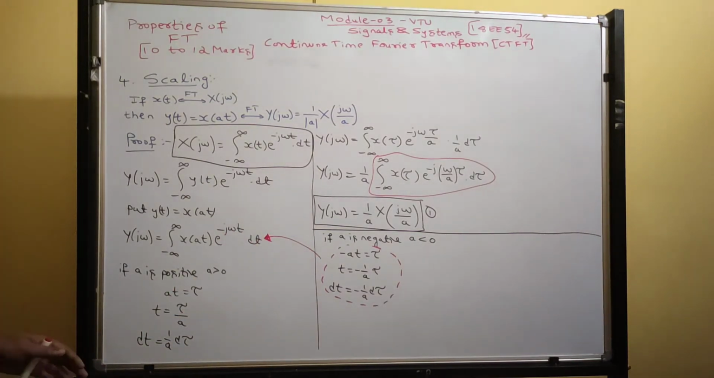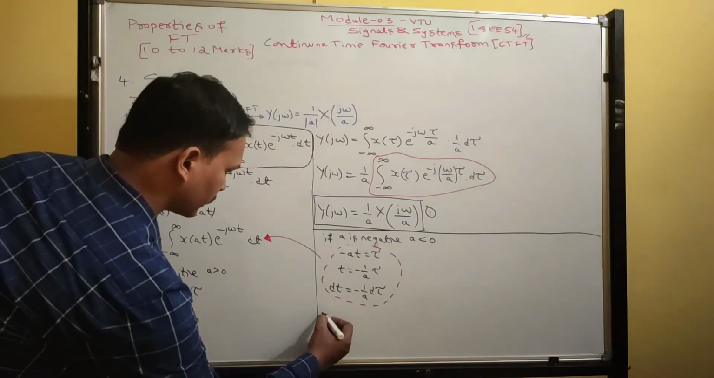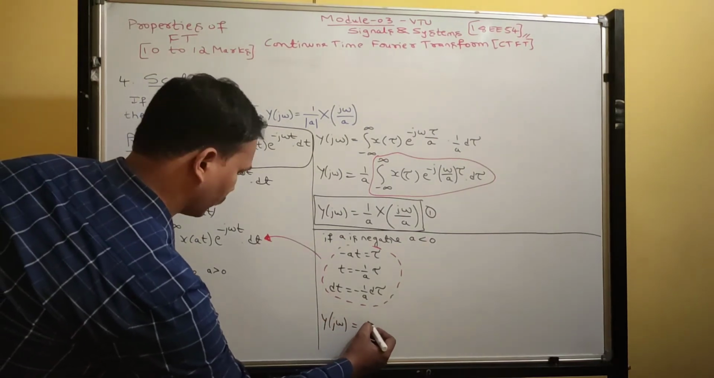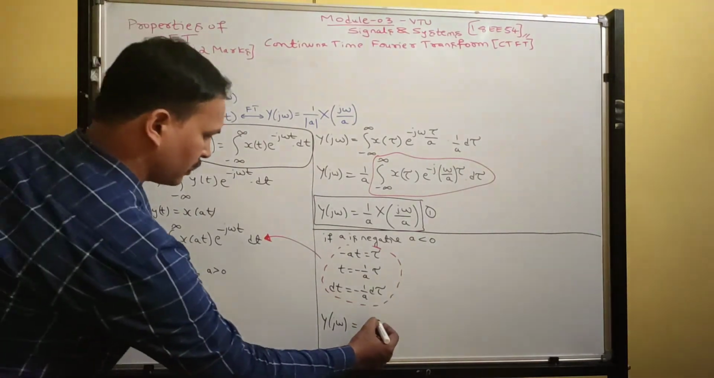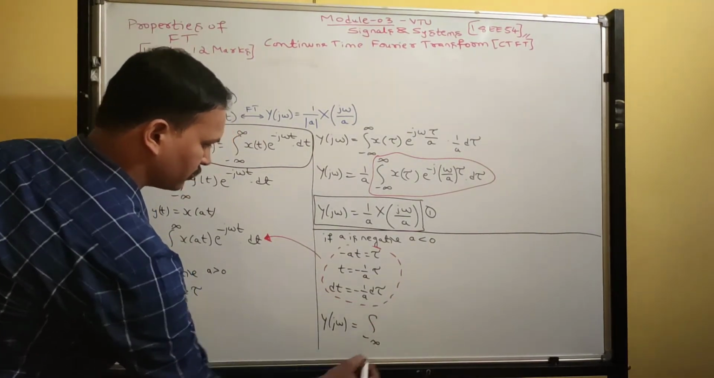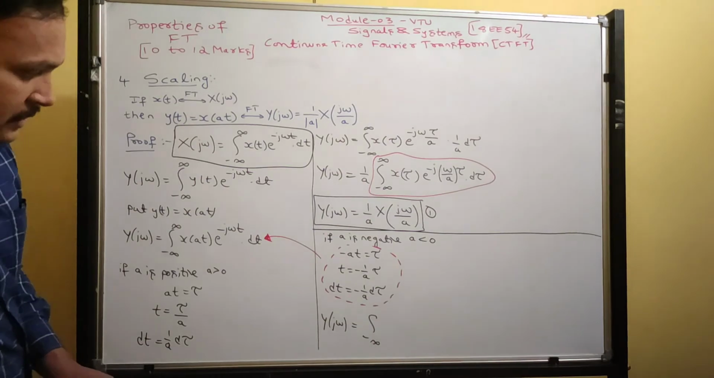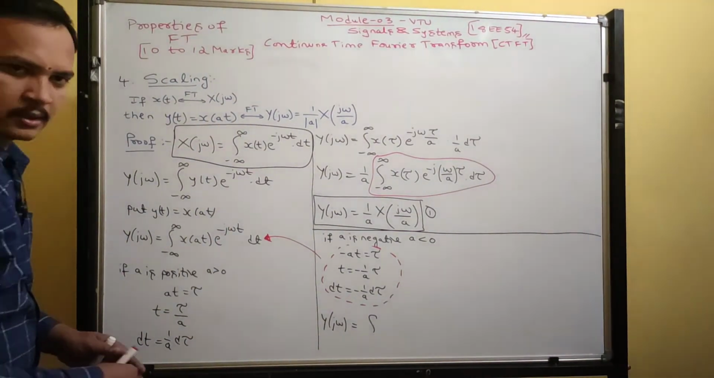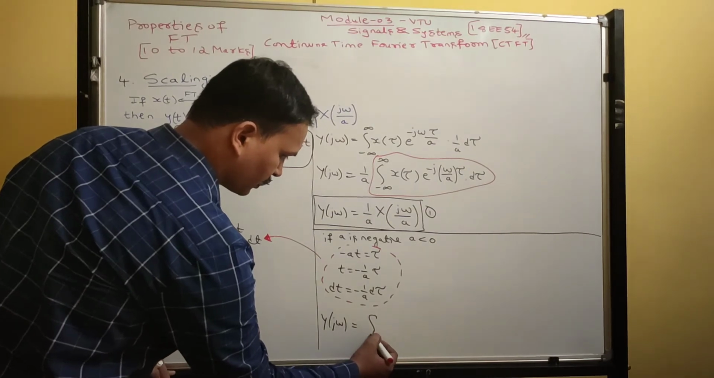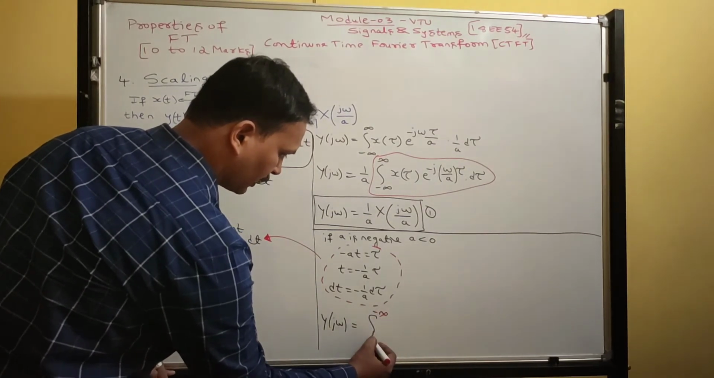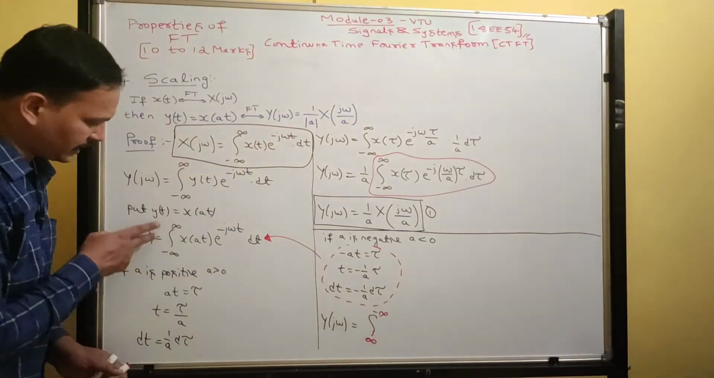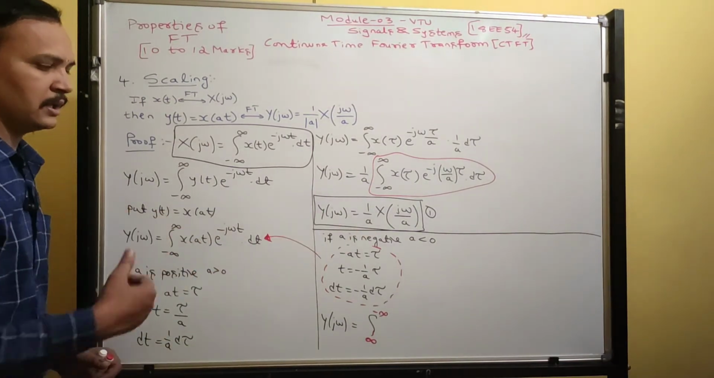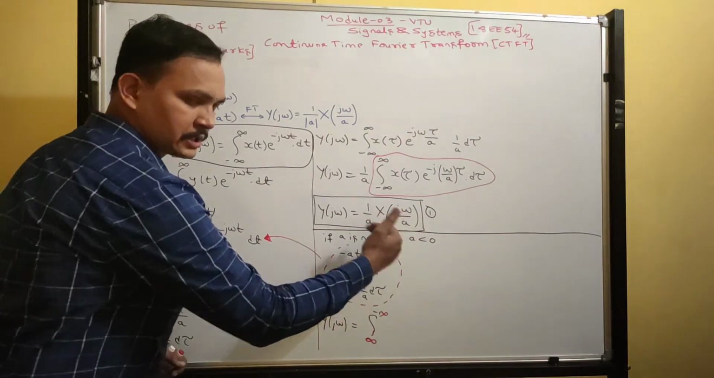After using them, I can write like this: Y of j omega is equal to the integral from minus infinity to, sorry, when a is negative, you write the limits in reverse order. Minus infinity, and then you write infinity here. Just interchange the limits, because the value of a is negative, less than 0.